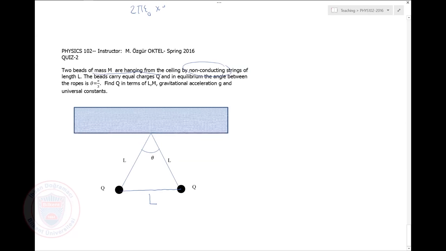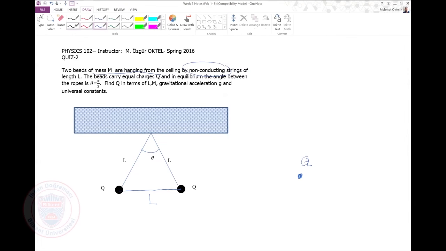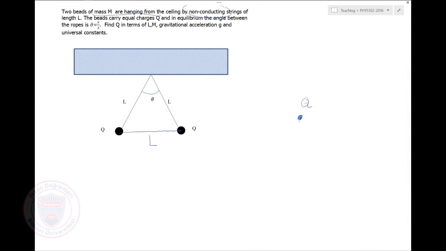Now, what are the forces acting on one of the beads here? If I take one of those beads, Q, can you tell me what are the forces on that? There is mg downward, that's due to gravity. And then there is the electrical force, let me call it Fe right now. And there must be some tension in this rope so that these two things do not fly away. What's the angle between vertical and T? Pi over 6. It's half the angle here.